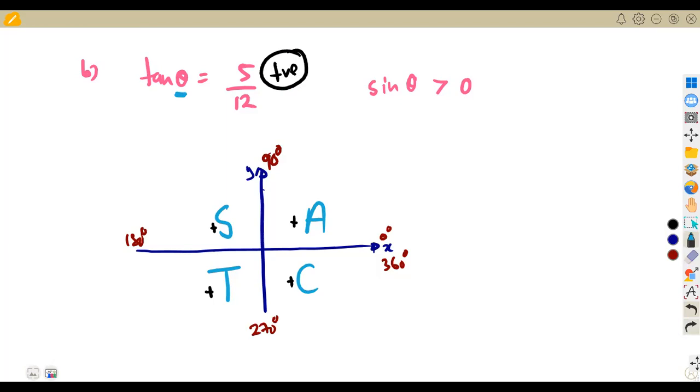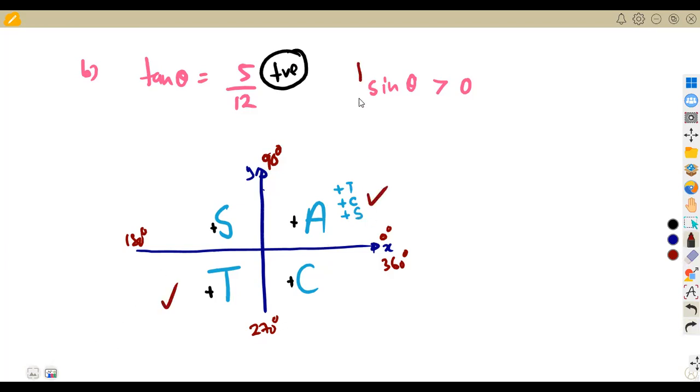Which quadrants? One is where tan is found here, the quadrant between 180 and 270. That's where tan is positive. Also here, because we said all of our trigonometrical ratios are positive, meaning tan is positive, cos is positive, sine is also positive, all of them. That is this quadrant. So now we have two quadrants where tan is positive, this quadrant and this quadrant.